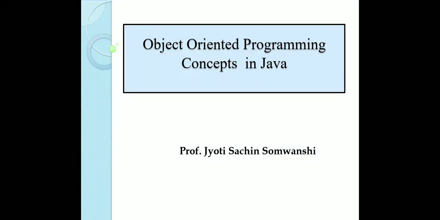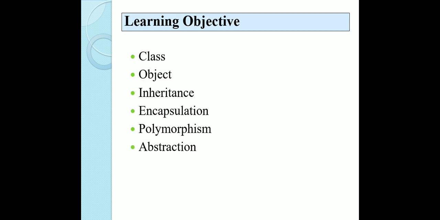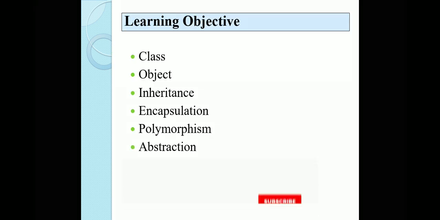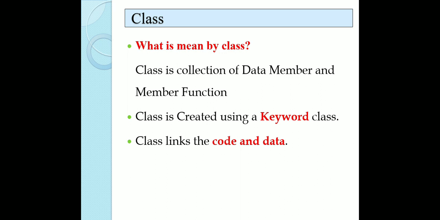We are going to learn about object-oriented programming concepts in Java. Here are the 6 object-oriented concepts. Firstly, class, object, inheritance, encapsulation, polymorphism, and abstraction. Let's see one by one.